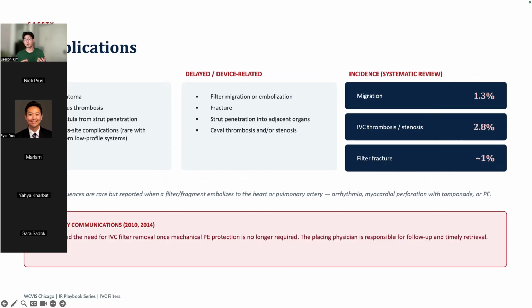As for filter fracture, we don't actually know the true fracture rate because a lot of what we know comes from individual case reports. That said, there are real reports of a filter or a broken piece traveling all the way up to the heart and lungs and causing serious problems, which is kind of ironic because the whole point was to protect the lungs. And the box at the bottom is pretty important. The FDA put out safety warnings in 2010 and 2014, and the main message was that these filters need to be removed once they're no longer needed. And it's the doctor who placed it who's usually responsible for following up for that removal.